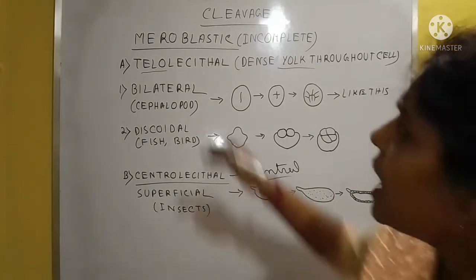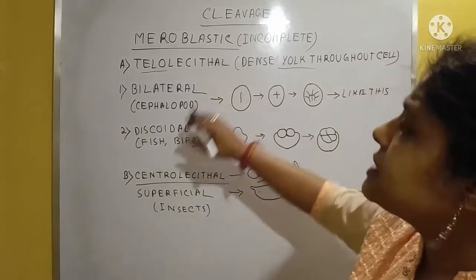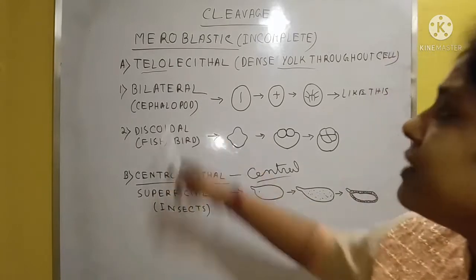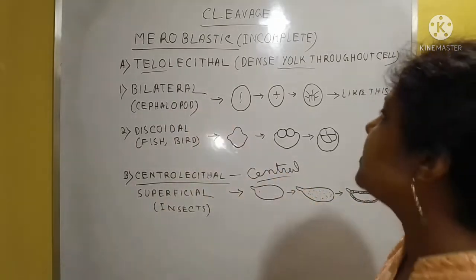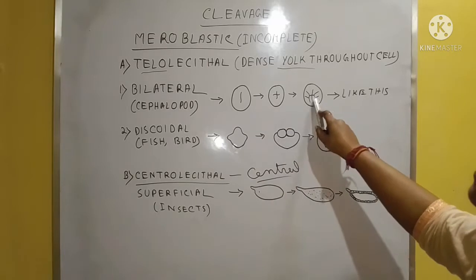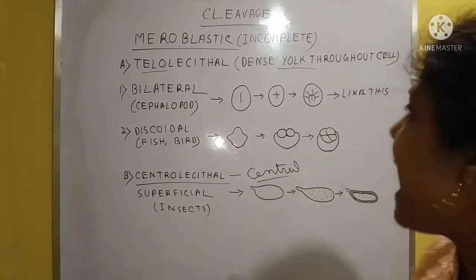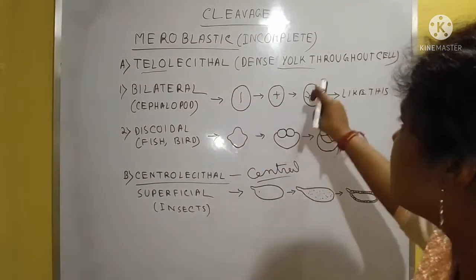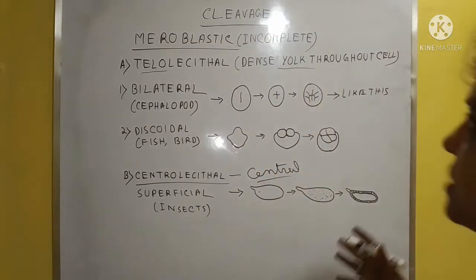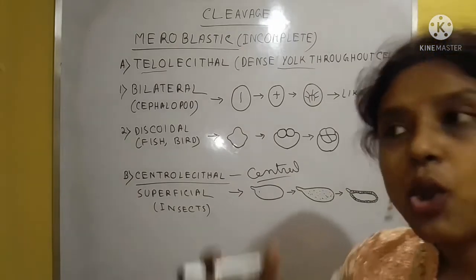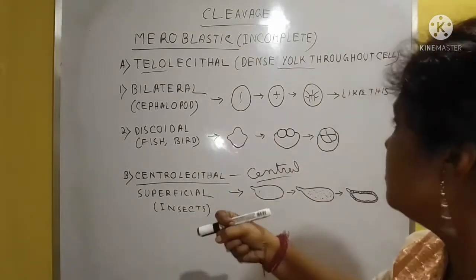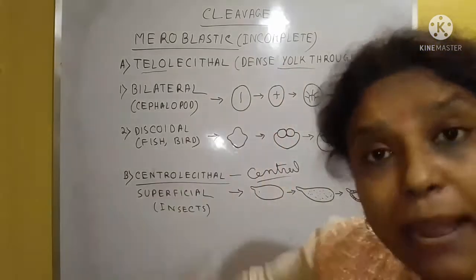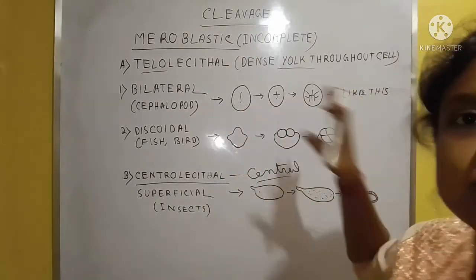Clear? Under this telolecithal, we see two types of cleavage pattern. One is the bilateral, and the second one is the discoidal. In case of bilateral, the cleavage pattern is like this. It is superficial, and the cleavage pattern only occurs in the central region. It is superficial, meaning the cleavage cannot enter the depth of the cell. So that's why it is superficial.